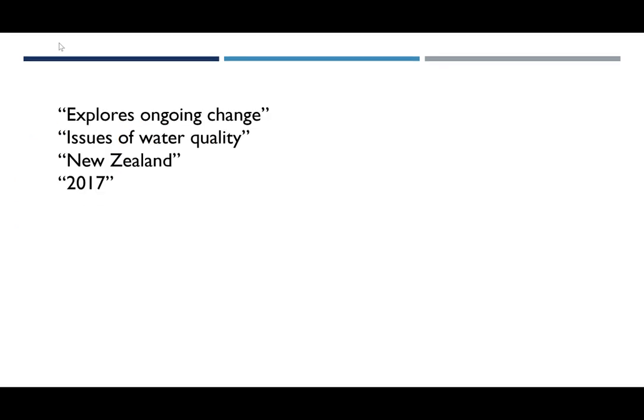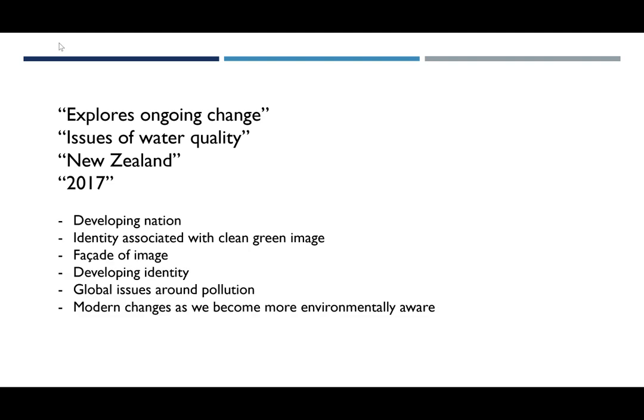So what I want to take away from there is already explores ongoing change, issue of water quality, New Zealand in 2017. That's the information that I can take before I've even read the text. And then what I do want to do is practice my connections or associations with that. So you might be wondering what that might look like. So when I see those four things, these are the ideas that start to come up in my head. So I start to think about New Zealand being a developing nation. That's what I get with this ongoing change.